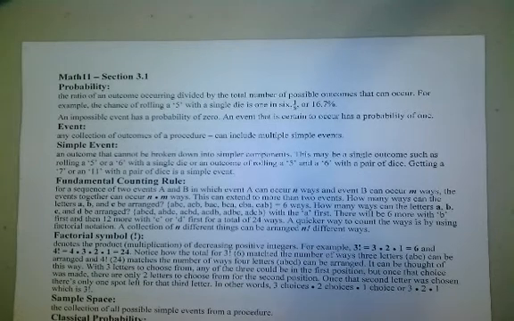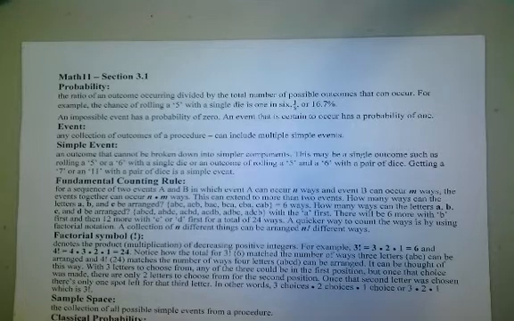Chapter 3 deals with basic probability, and in Section 1 of Chapter 3 we get some, shall we say, fundamental definitions about how to do probability. So first off, it's a ratio, it's a fraction, it's a percentage of an outcome occurring divided by the total number of possible outcomes that can occur. For example, the chance of rolling a 5 with a single die is 1 in 6, 1/6, or 16.7%. Those are all the same.